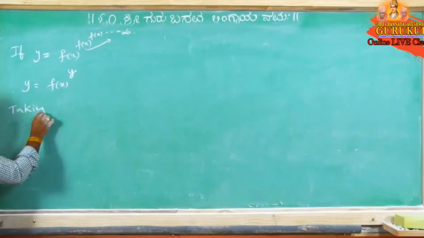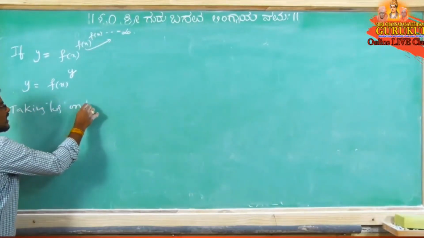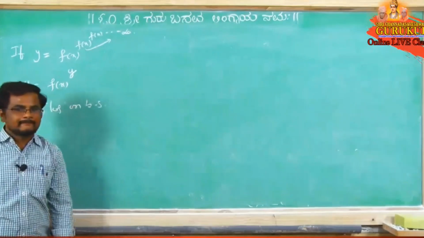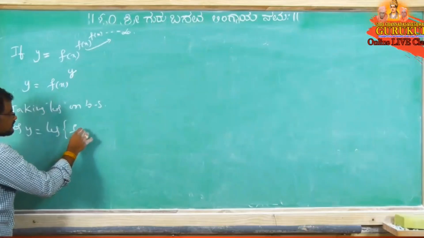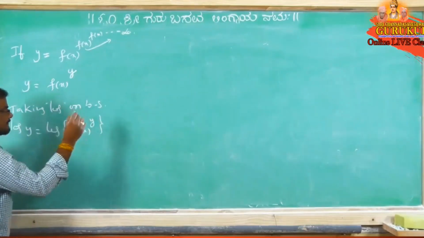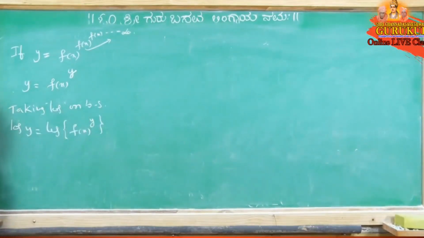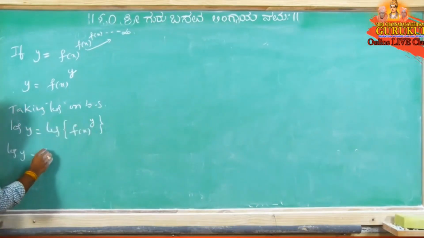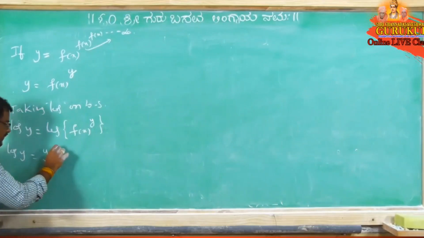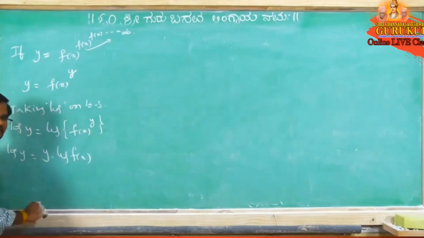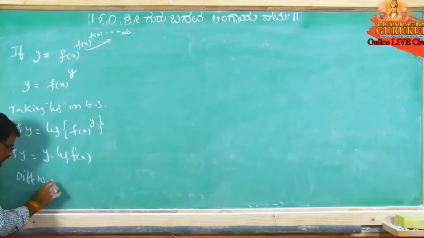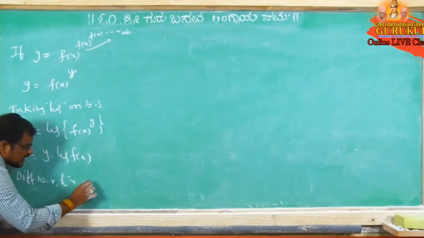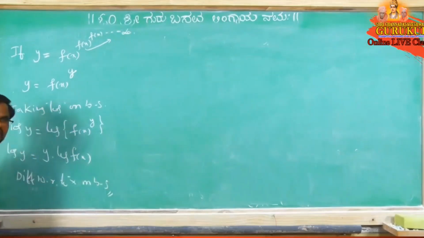Taking log on both the sides. Log y equal to log of f of x to the power of y. So log y equal to, again how to write it, y into log of f of x. Next step, differentiating with respect to x on both the sides. Listen carefully, this is an important problem.